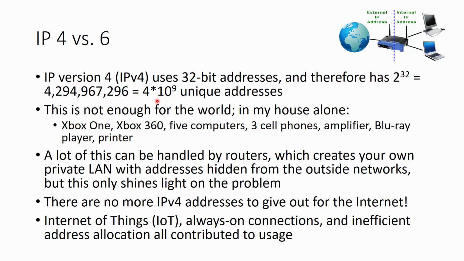So in my house, for example, I've got an Xbox One, a 360, at least 5 computers, a bunch of cell phones, amps, Blu-ray players, printers, even 3D printers these days, and watches. They all want to have IP addresses. They want to consume these. A lot of these can be handled by the routers, in the sense that we can use the router to create our own internal, private, local area network. And our addresses will be hidden from the outside networks. We can define as many addresses, an unlimited number of addresses, as we want inside our own network.